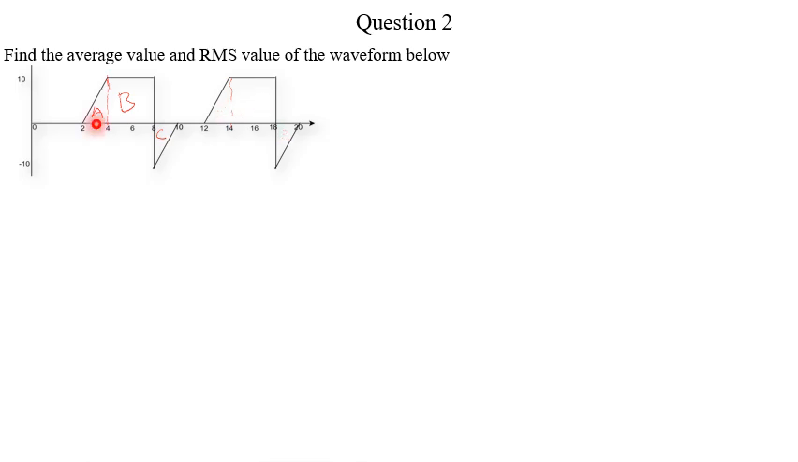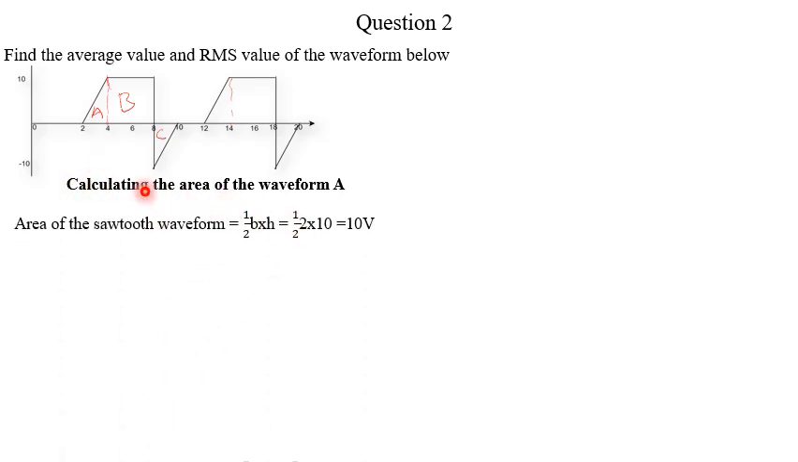So considering the first one, we have to calculate the area of all the waveforms, then add them up in order to find the average value. To do that, calculating the area of waveform A, which is the sawtooth, the formula is half base times height. So it becomes half times 4 minus 2, which is 2, times the amplitude, which is 10. So we get our 10 volts.